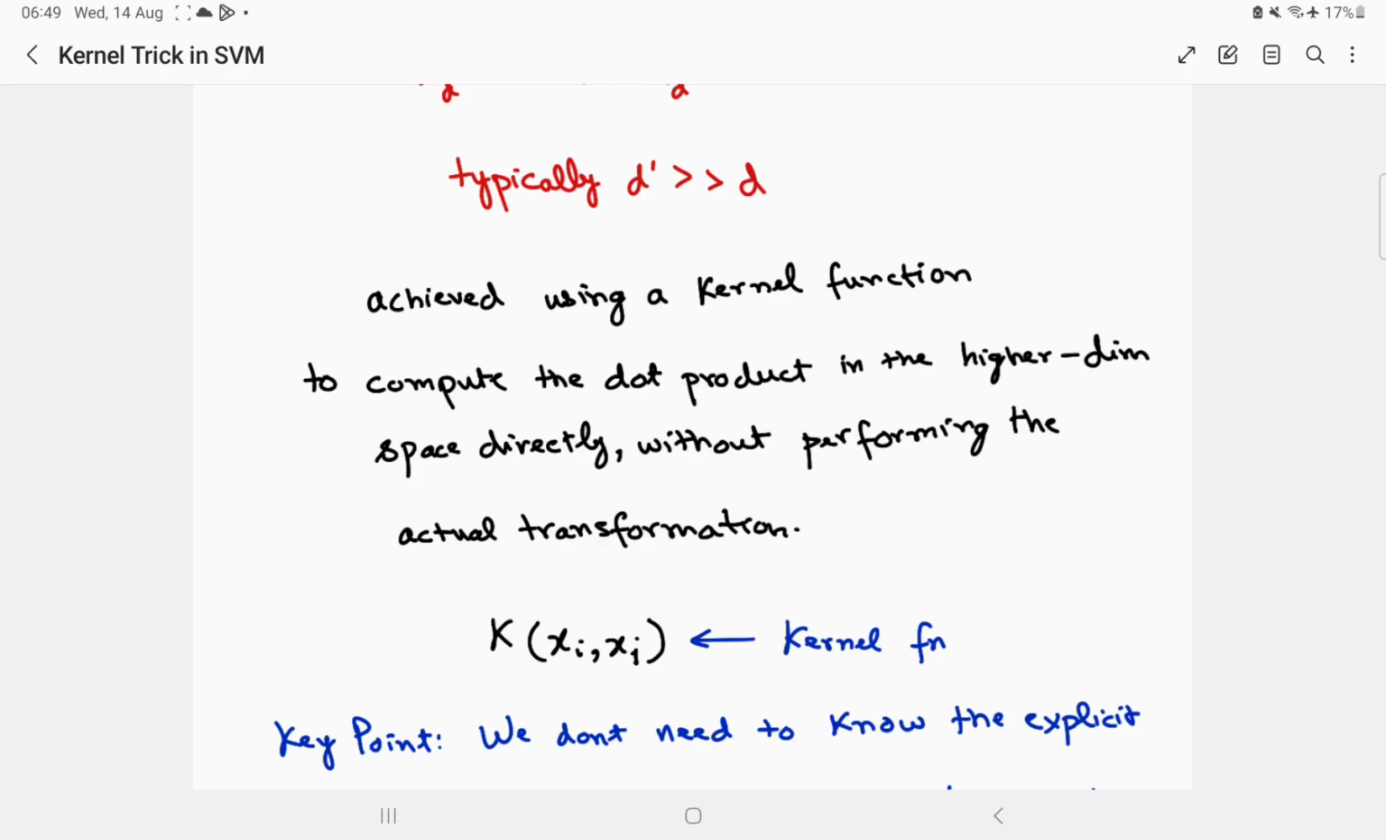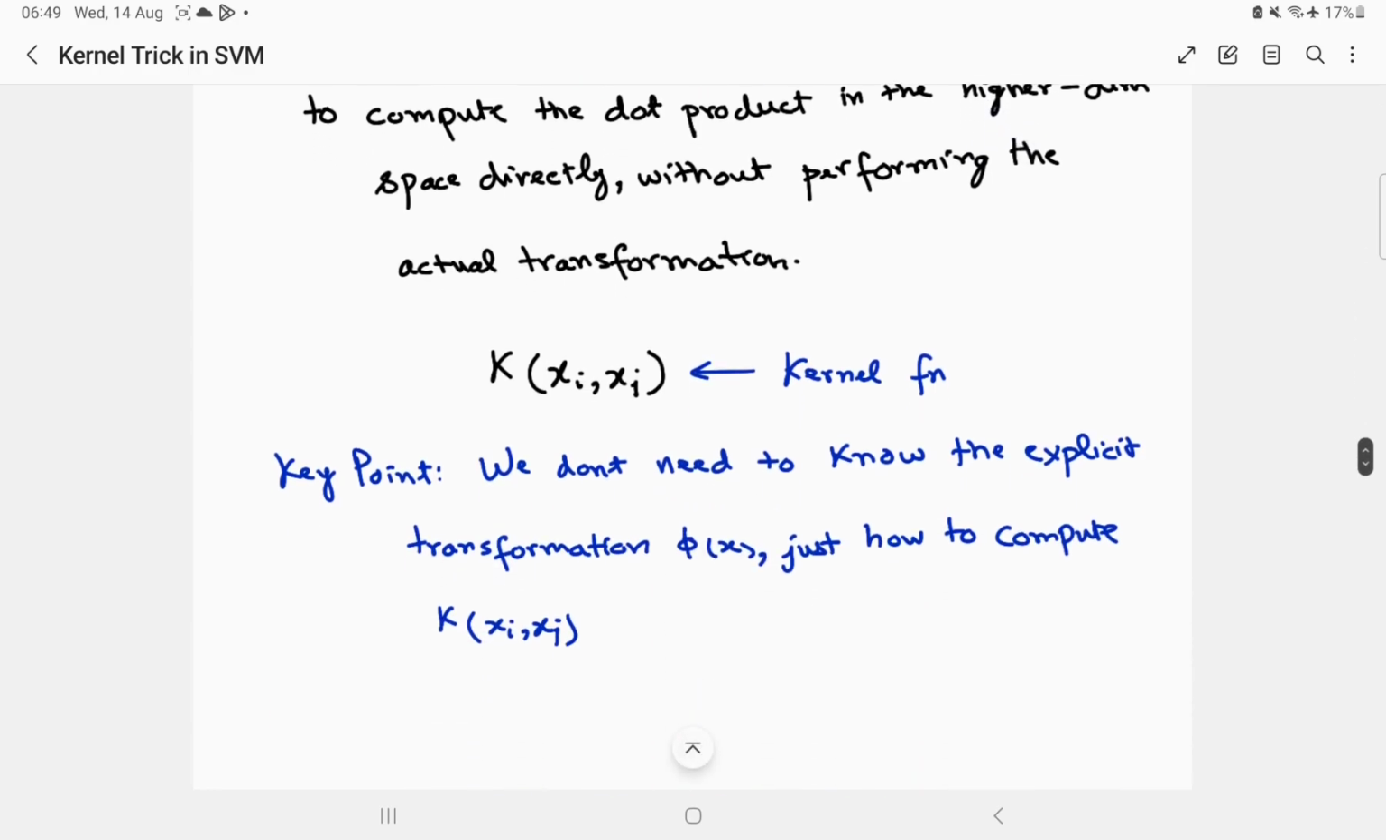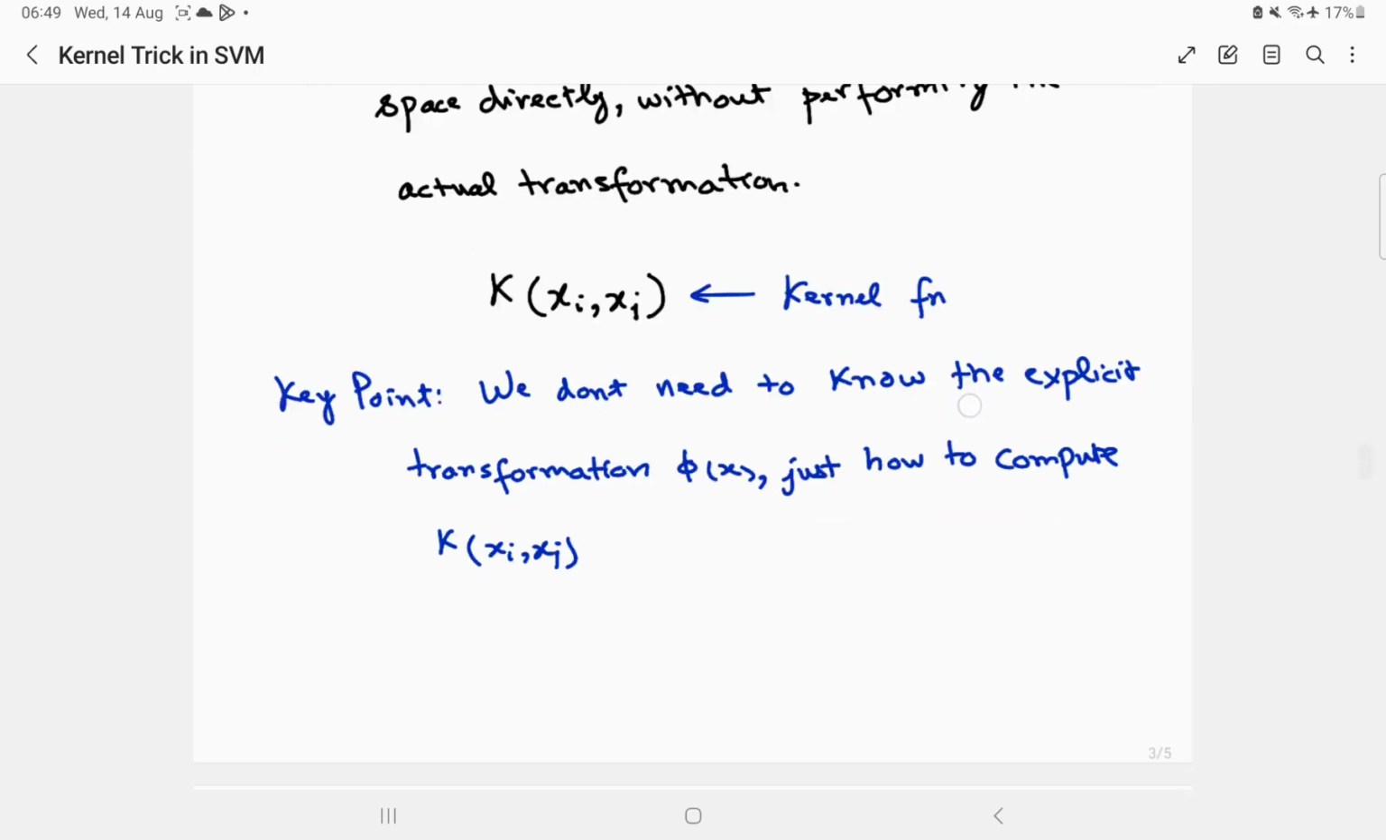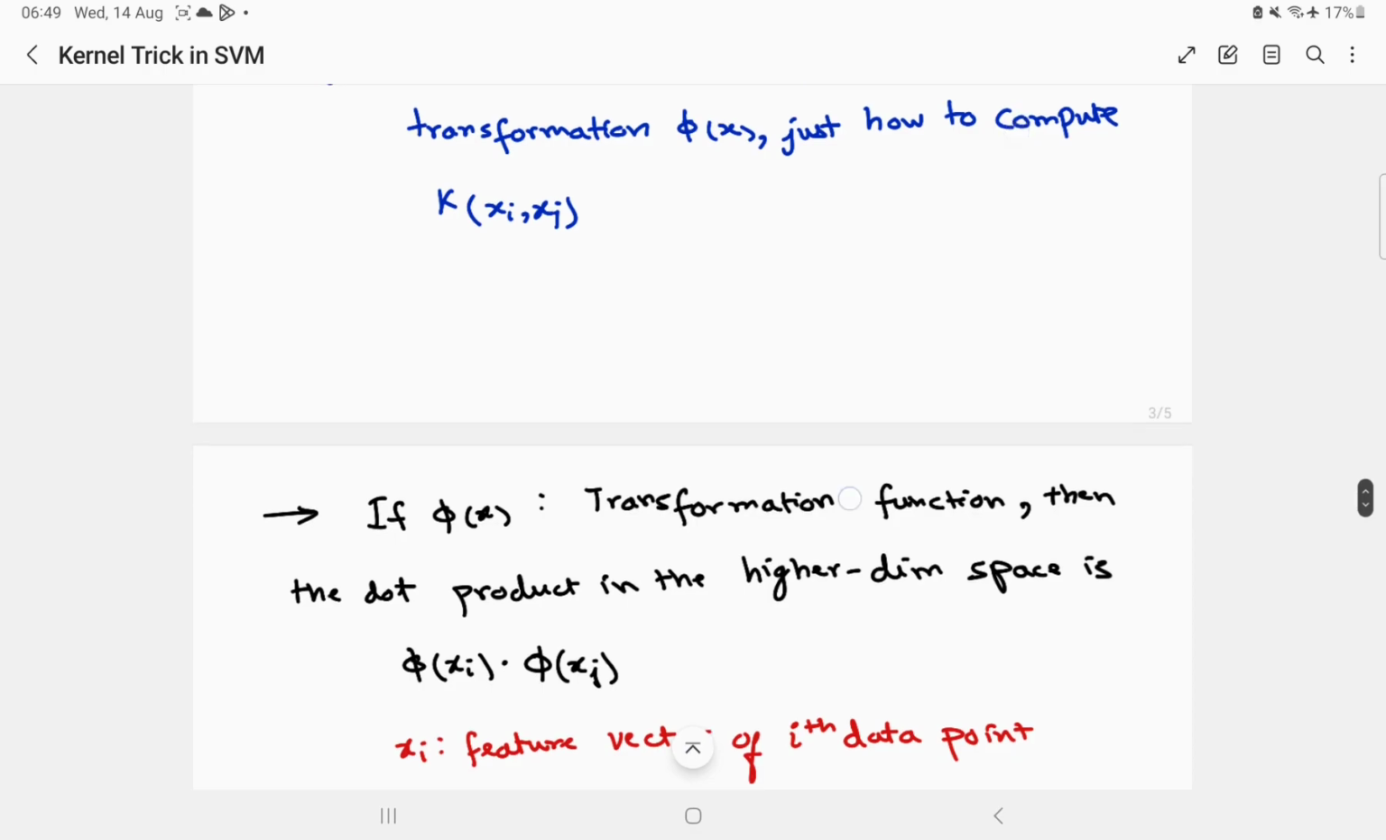And what that means is that you don't really need to explicitly find out this particular transformation function, that is phi of x. Instead, you can use a kernel function to do that particular similar computation for you. And the key point, like I mentioned, is that we don't need to know the explicit transformation function phi of x. We just need to know how to compute the kernel function, that is say k of xi and xj.